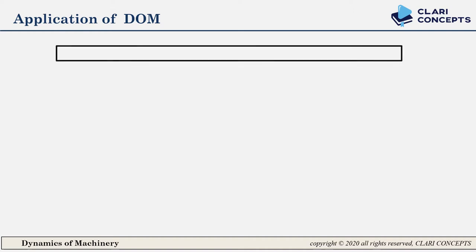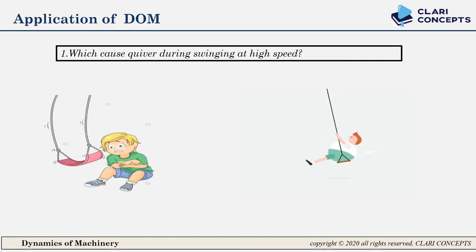Everyone visited a play garden in their childhood and used a swing. Also, regarding the swing, there is a question in your mind: what goes wrong during swinging at high speed? During swinging it oscillates, but when you swing at high speed it vibrates along with oscillation. This vibration is a part of dynamics of machinery. When the speed of the swing increases beyond its natural frequency, it vibrates and causes accidents like falling down.